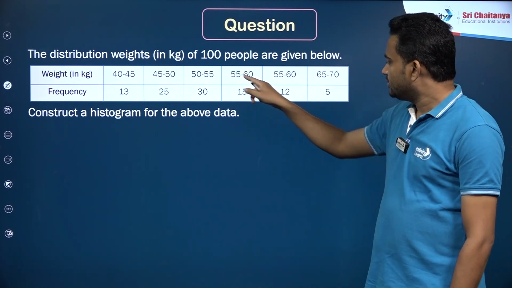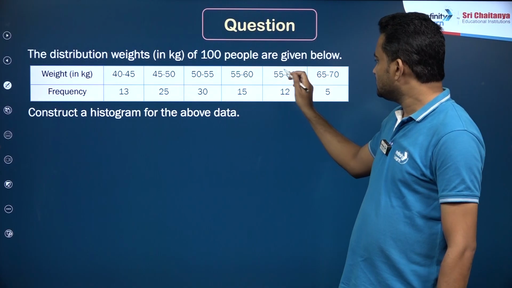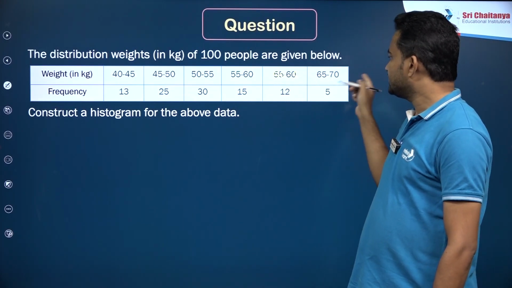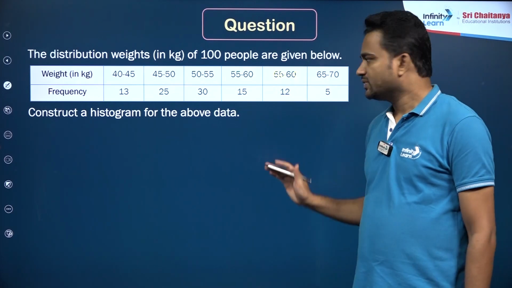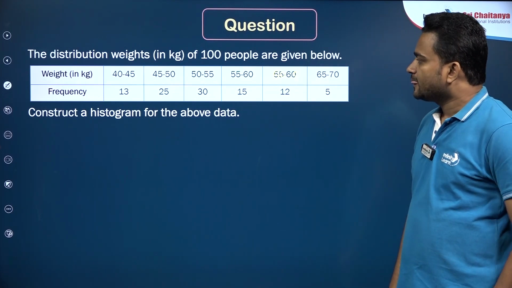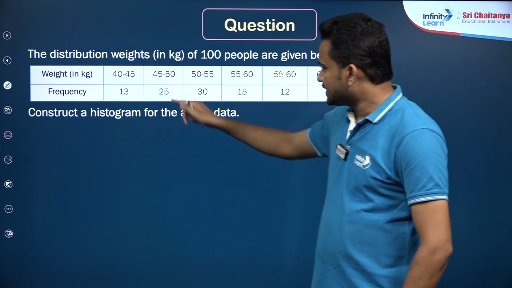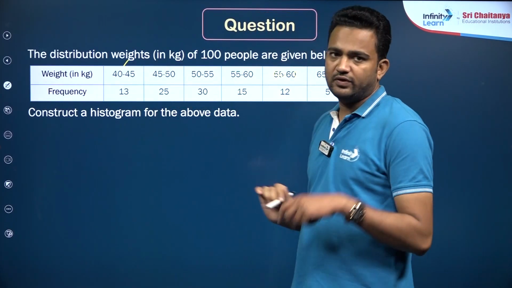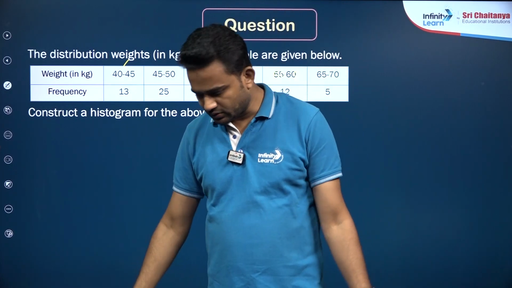So this will be 55 to 60, and this will be, please, there is a change, 60 to 65, then 65 to 70. This is in exclusive form. Certain misprints is there, right? Now class size. What is the class size? 5, 5, 5, 5, 5, 5, 5 uniform. So directly we can draw the histogram, right?